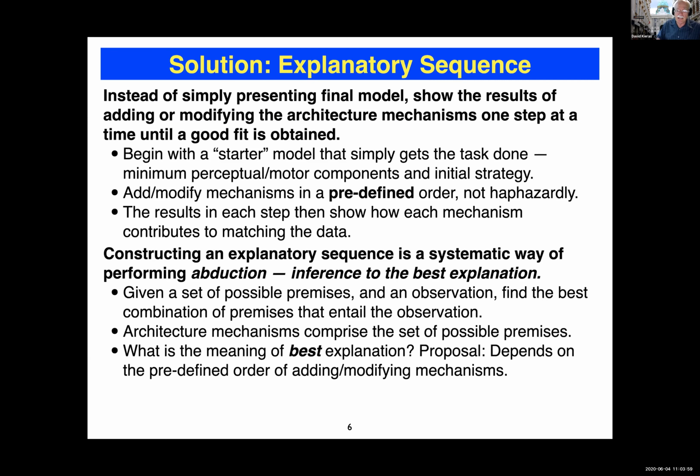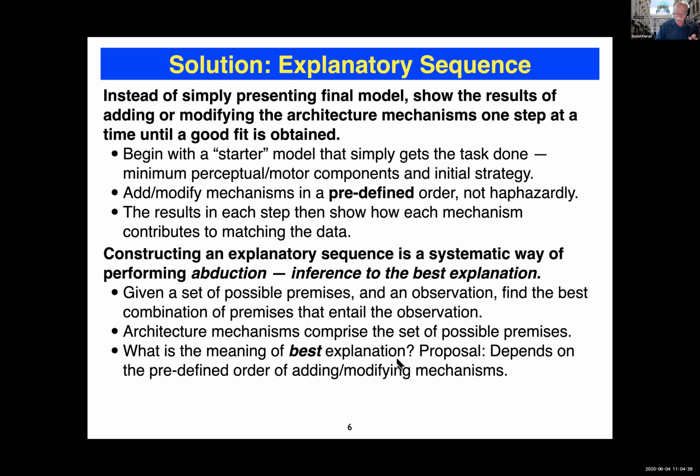So the solution is an explanatory sequence. Instead of presenting the final model, we'll start with a starter model and add or modify mechanisms in a predefined order and step by step, and then we'll see how each mechanism contributes to matching the data. This is actually a systematic way of doing the logical process of abduction, which is inference to the best explanation. That is, given a set of possible premises and an observation, find the best combination of premises that entail the observation. So our cognitive architecture basically gives us a set of possible premises in this sense.